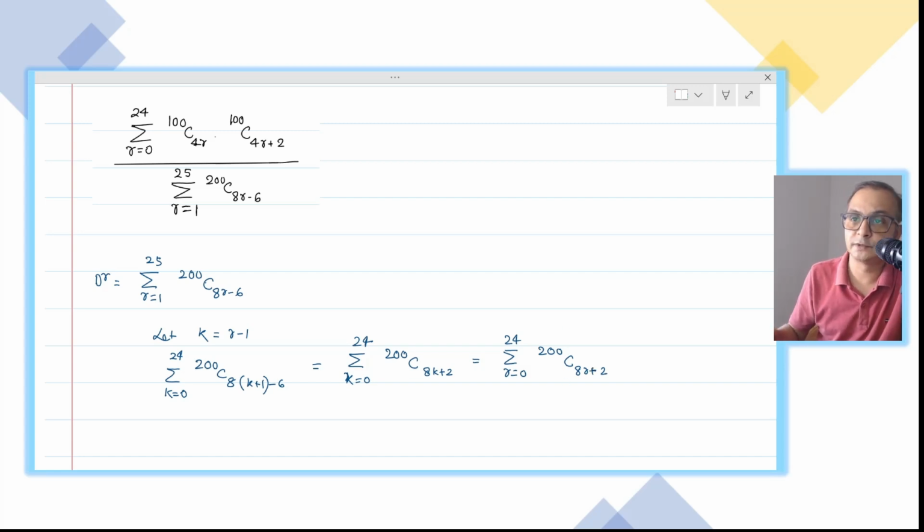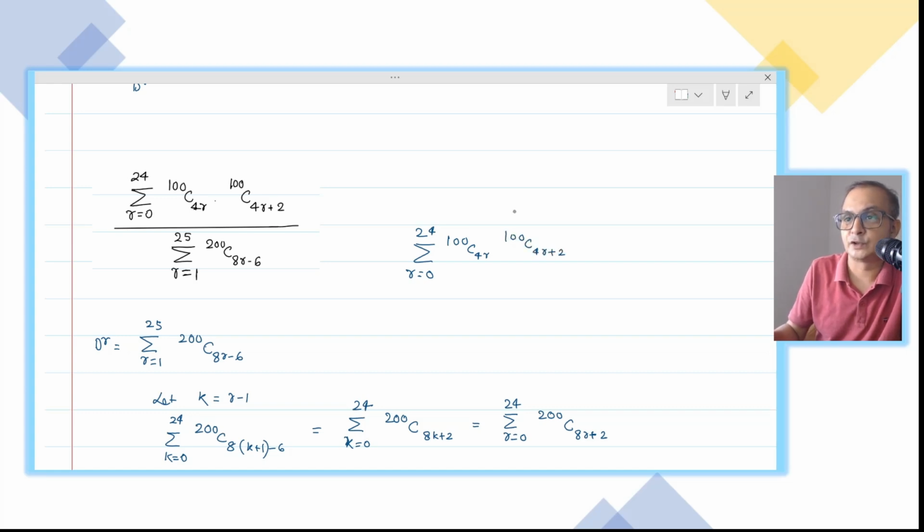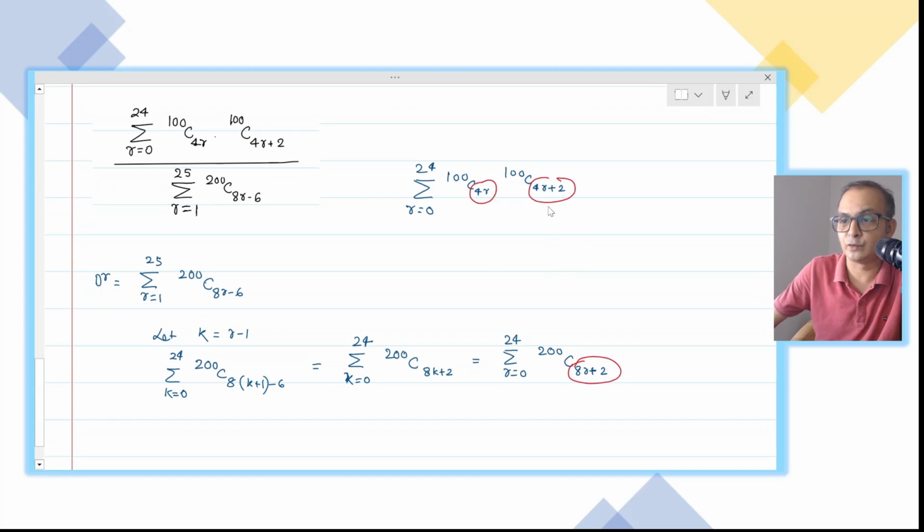Now try to observe the numerator once again. This is our denominator, and I want you to understand the numerator, and by simple observation you will get the answer. So the numerator, they are saying R goes from 0 to 24, 100C 4R and 100C 4R plus 2. Now see this beauty that the 4R and 4R plus 2 is just 8R plus 2, isn't it? And why they are equal, let's try to explore it. Why they're equal, let's see.